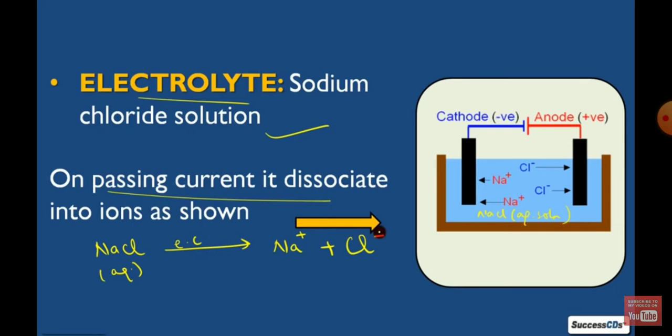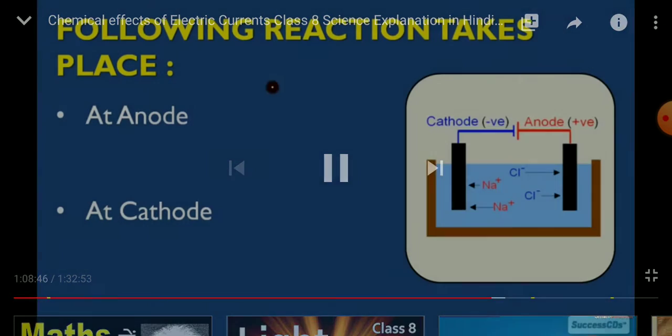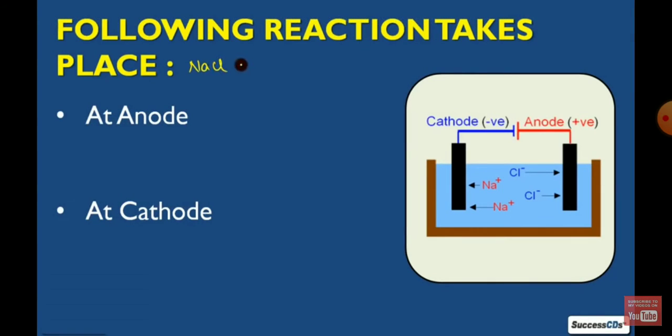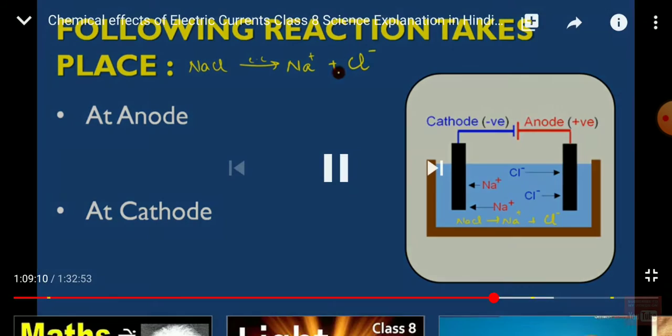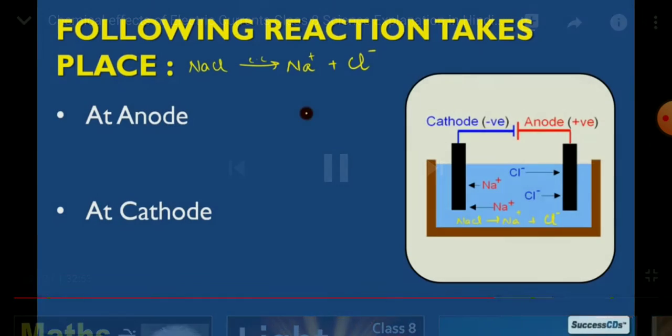I think it's clear to you now that NaCl dissociates into Na positive and Cl negative, as I repeated 2-3 times, okay. So now after this, the following reaction takes place. Which reactions take place? Like I told you, when current passes through this electrolyte, sodium chloride will dissociate into sodium ions and chloride ions. The sodium ions will go to the cathode and the chloride ions will go to the anode. Is this clear to you? So here you can see again.